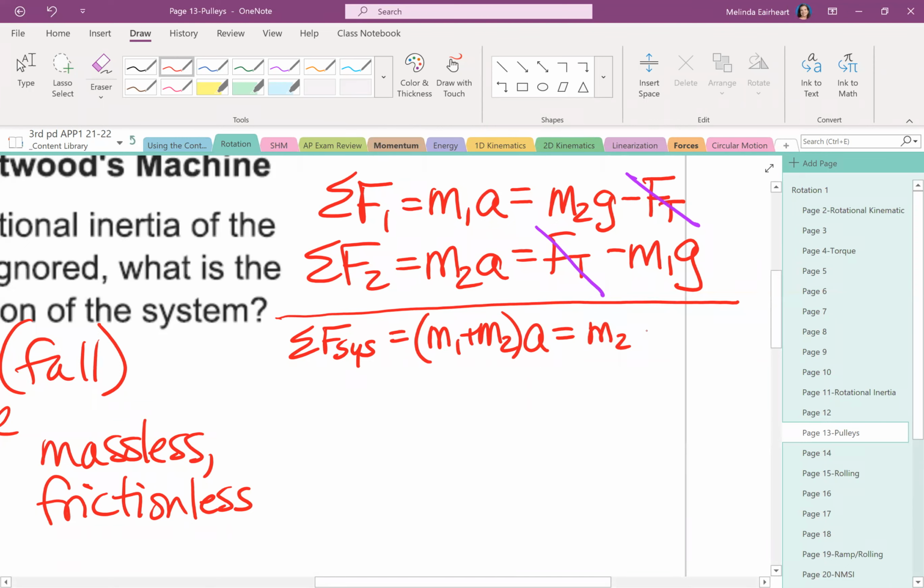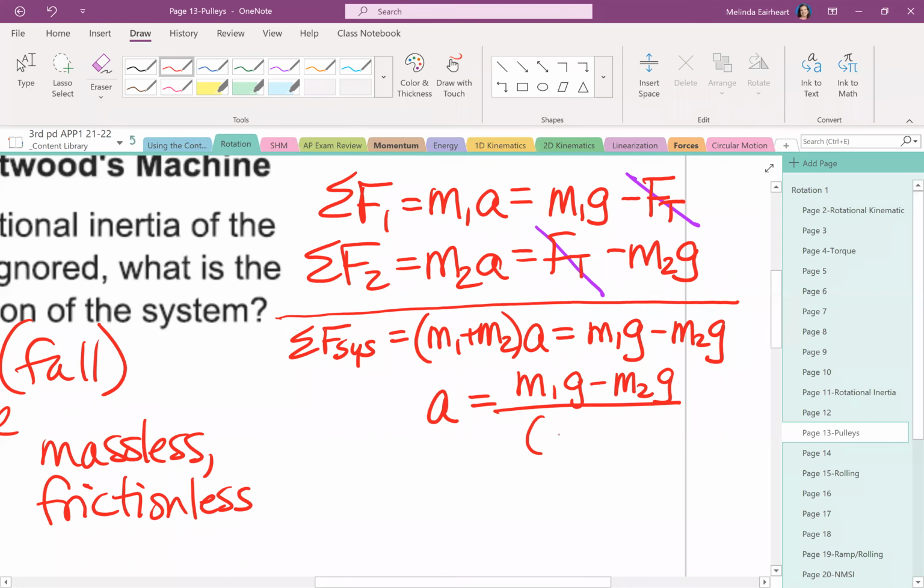And so we're left with, uh-oh, I got it wrong. Y'all didn't tell me my subscripts were backwards. Got to make that change. And if you want, gravity is the same for both, so you could factor out G, but in the end, your acceleration is the difference in the weights divided by the sum of the masses. Okay? That's old. That's ignoring the pulley.